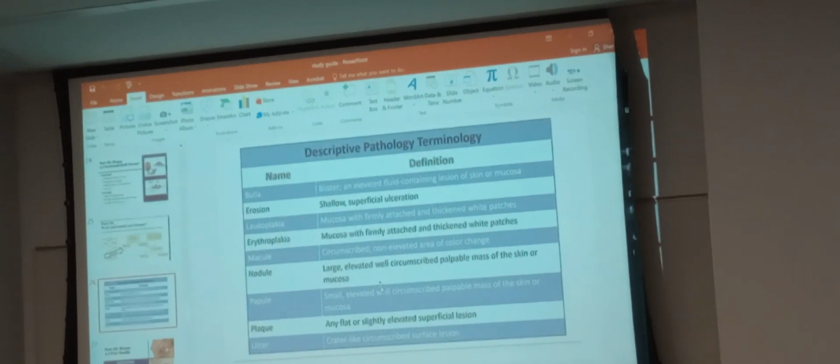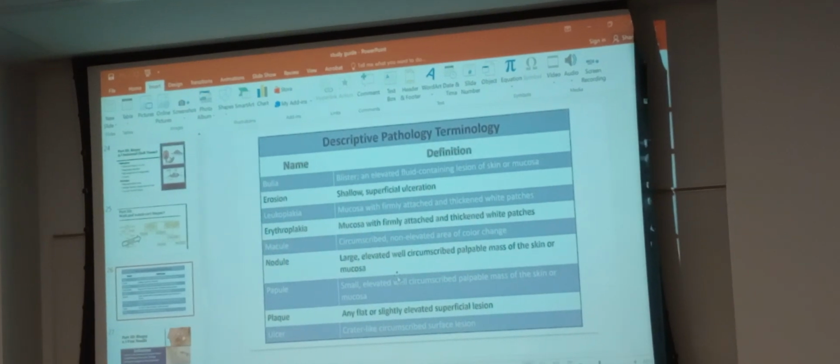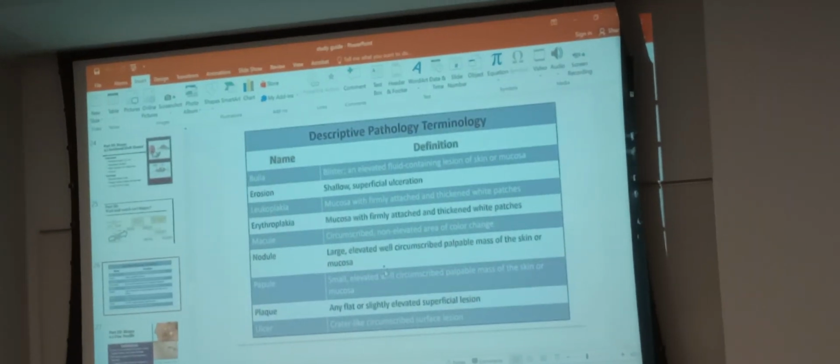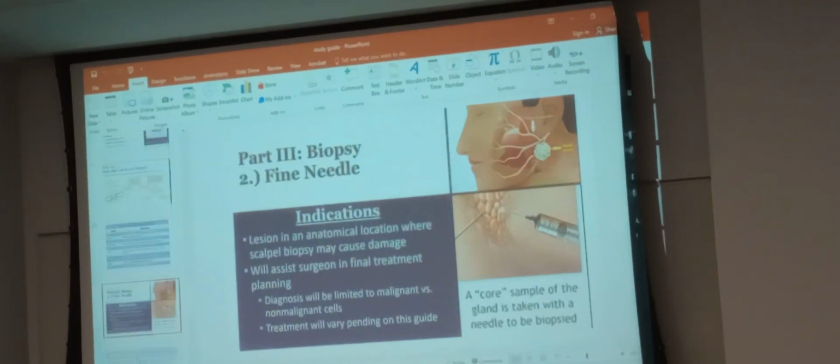I would just know these definitions I told you in class. I might have a slide on that or a test question on that. It should be hopefully an easy one to get right.